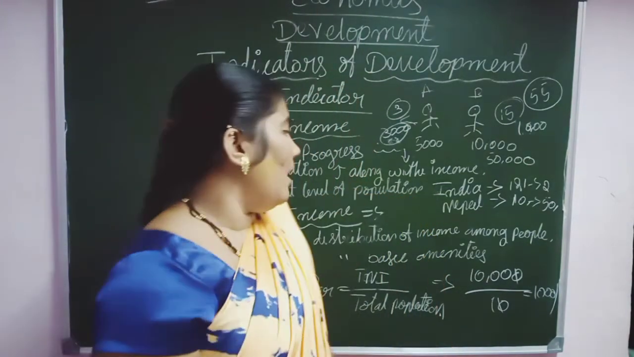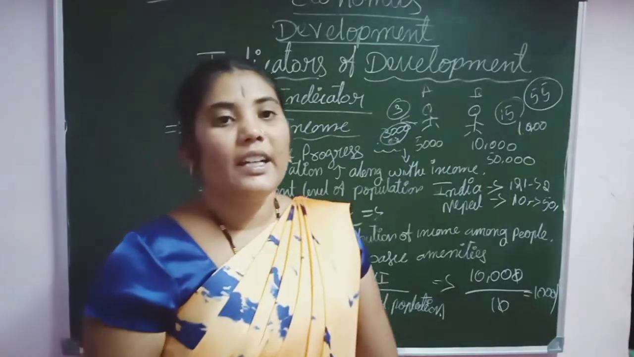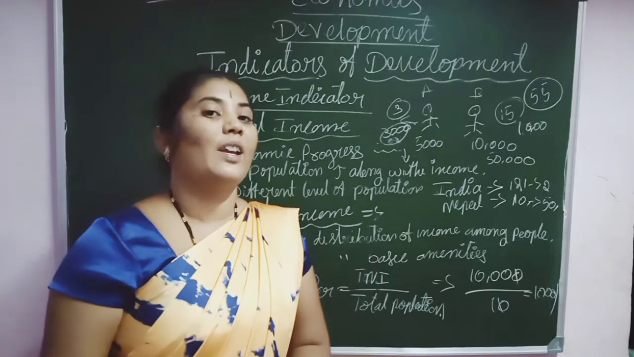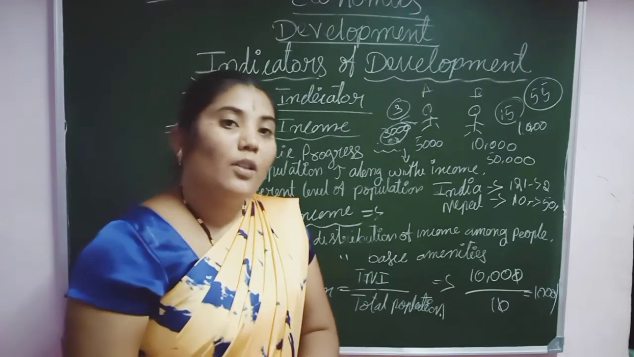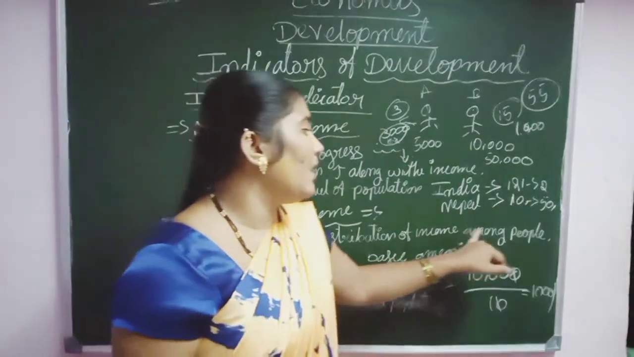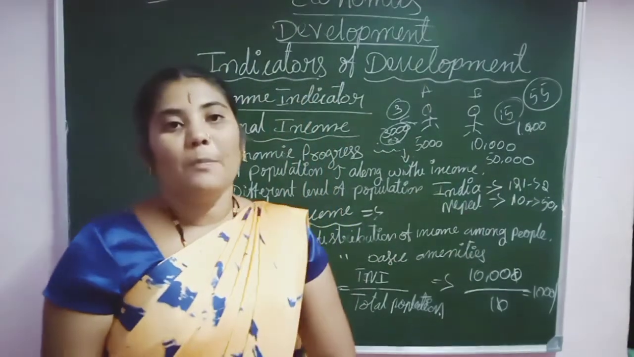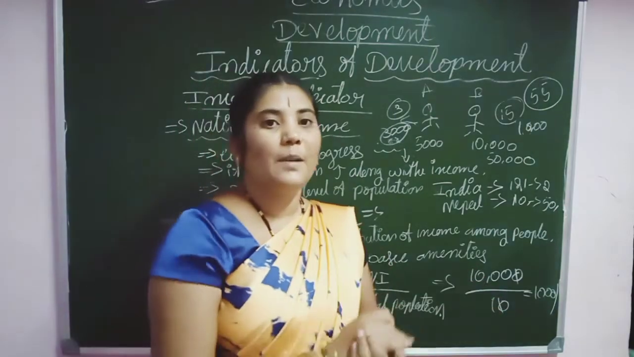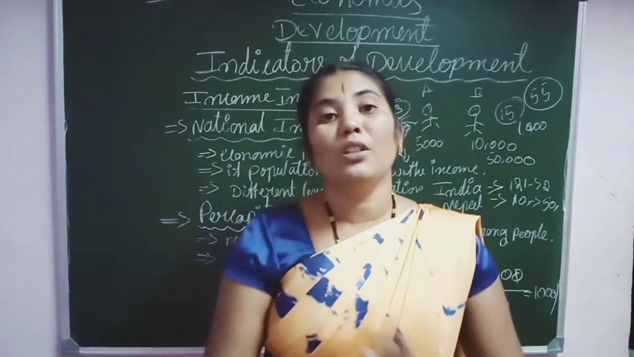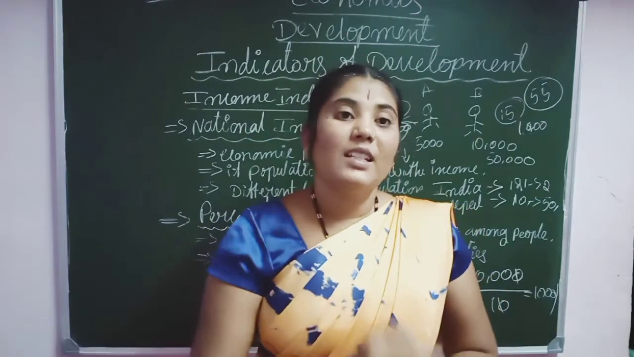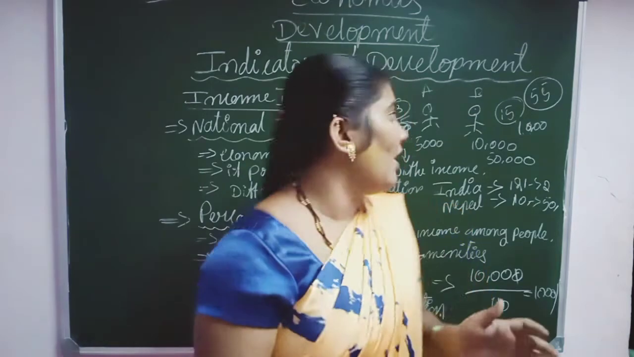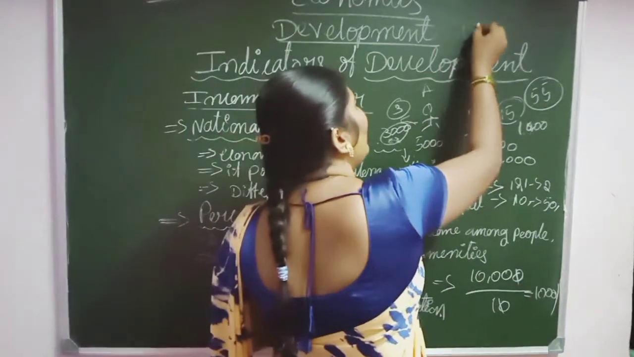Understand? Per capita income is an indicator of development. But it is not the true measure or indicator of development. How is it so? It does not consider the distribution of income among the people. So here we can see the per capita income. But our national income, how it is distributed among the people, how can we identify that? For example, our country gets a national income of 1 crore rupees.